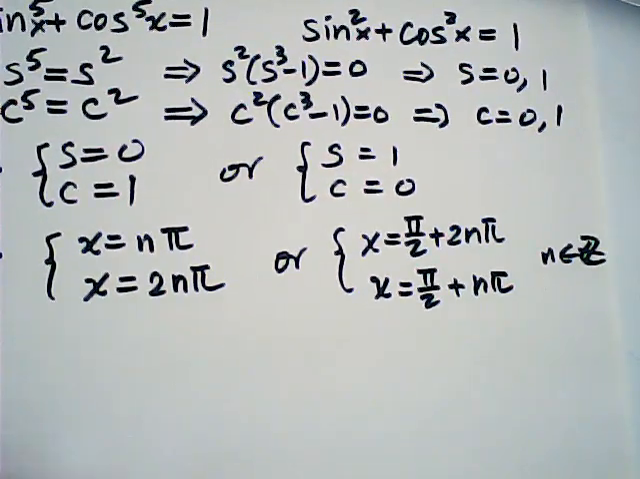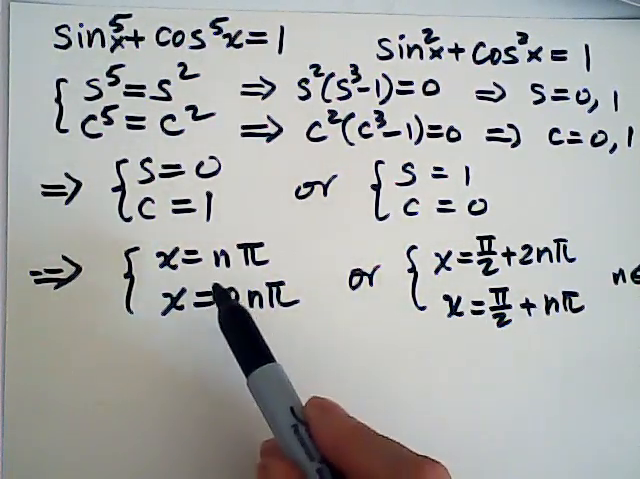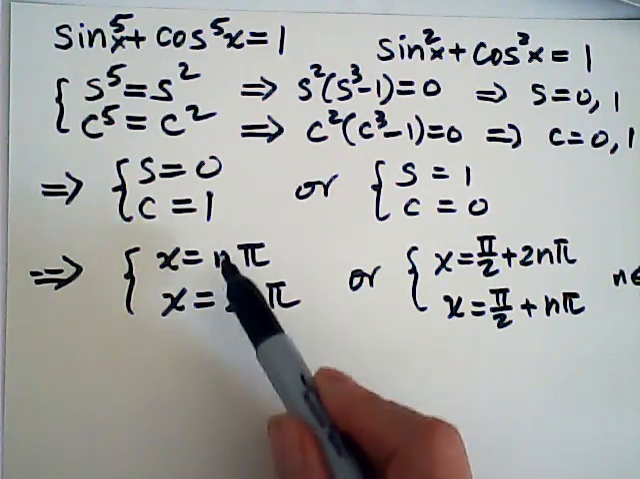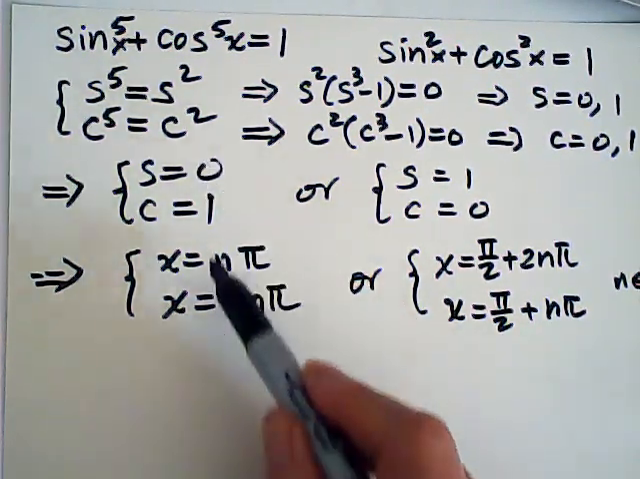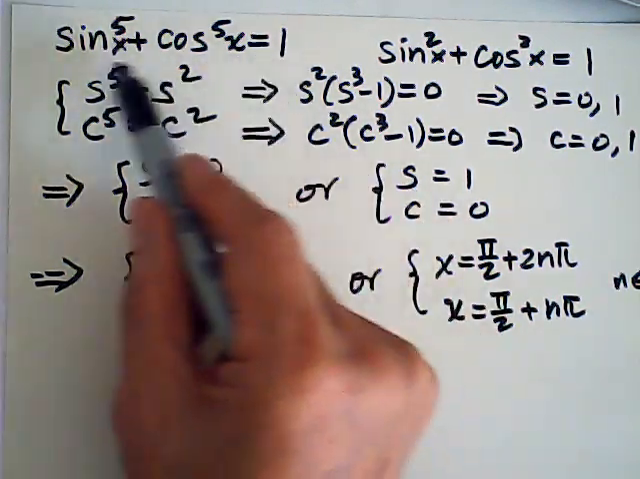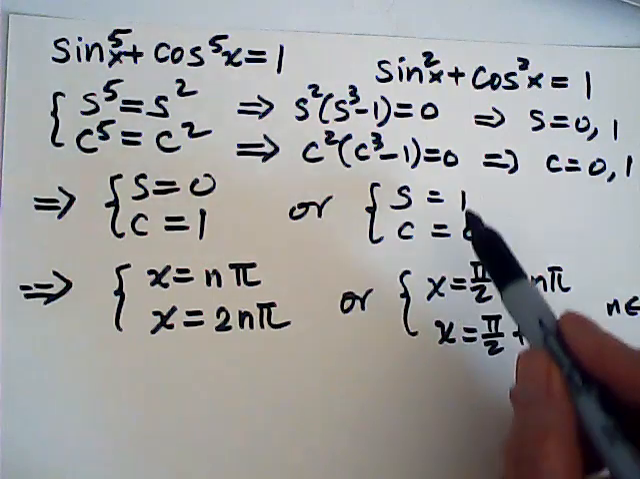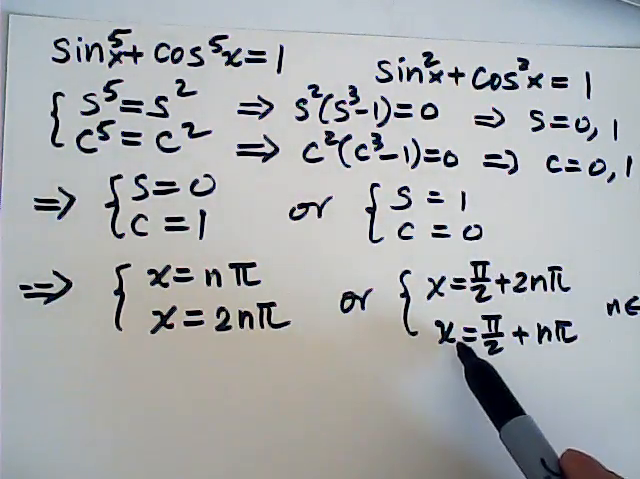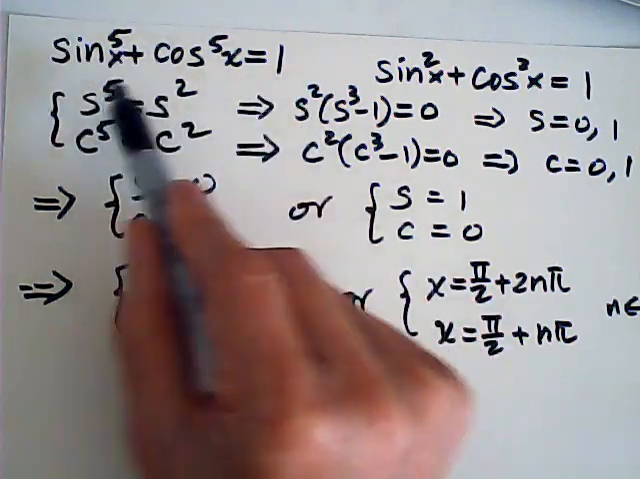n is an integer. Well, I just want to emphasize that they must happen at the same time. When sine x is 0, cosine x is 1, that equation is true. Or when sine x is equal to 1, cosine x is equal to 0, happening at the same time, that equation is satisfied.